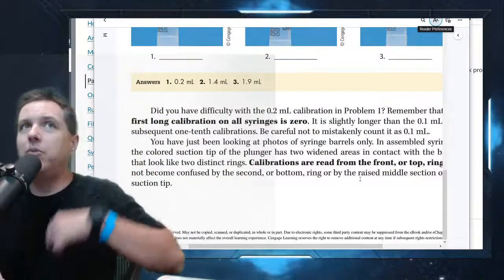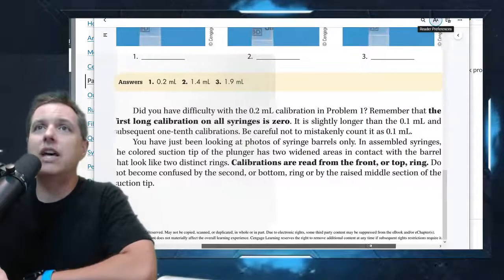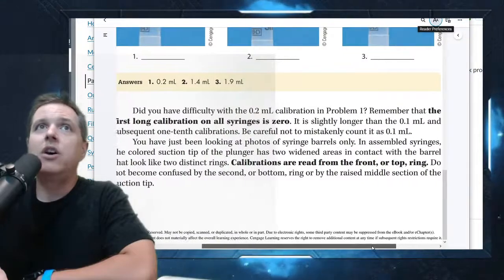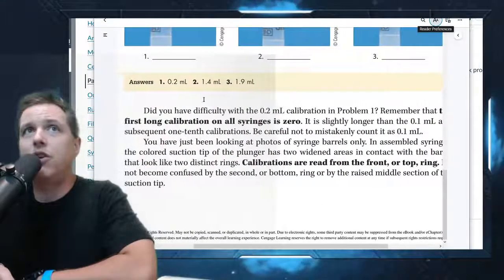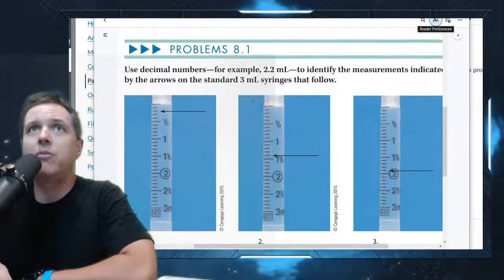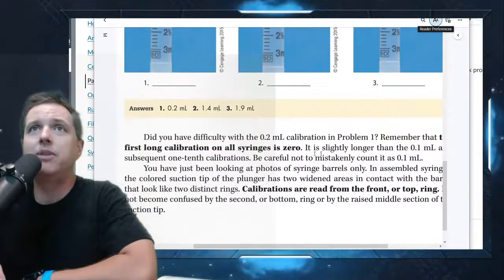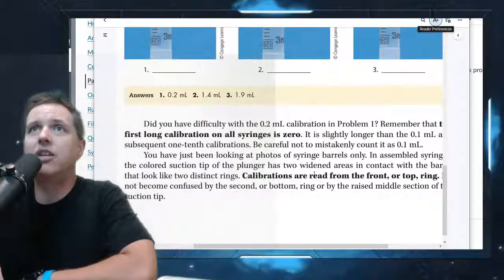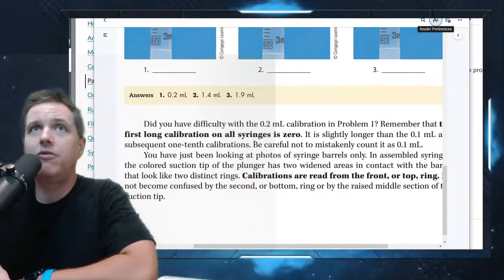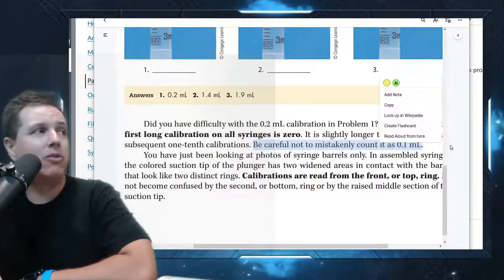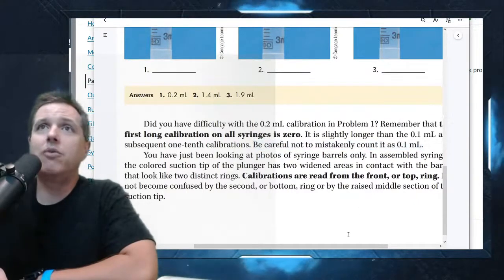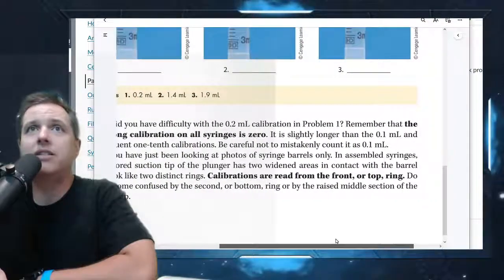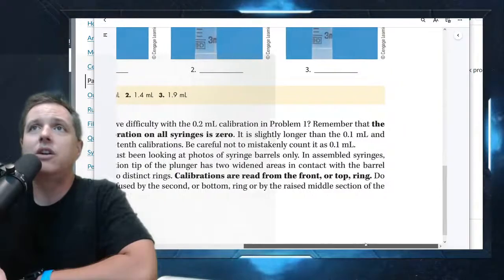But like I say, you kind of have to be on guard for always making sure that you're looking at the scale correctly because they change. And then they say here, remember the first long calibration on all syringes is 0. So remember this one always starts with 0. They mention here that a common mistake is thinking that this one is 0.1 when that's really the 0 mark. That's just telling you where to begin, right? So be careful not to mistakenly count it as 0.1 because that's not the right way. Calibrations are read from the front or top ring. Do not become confused by the second or bottom ring or the raised middle section if it's a suction cup.